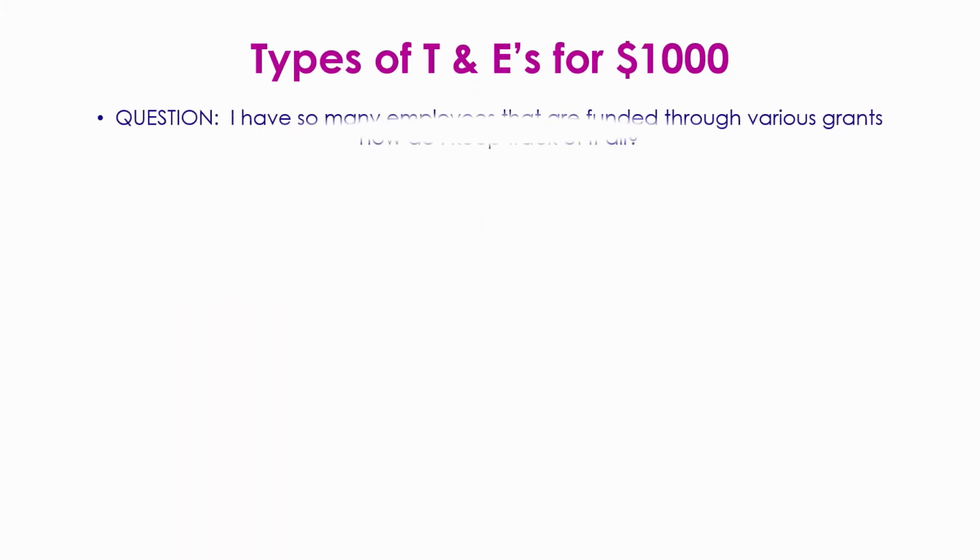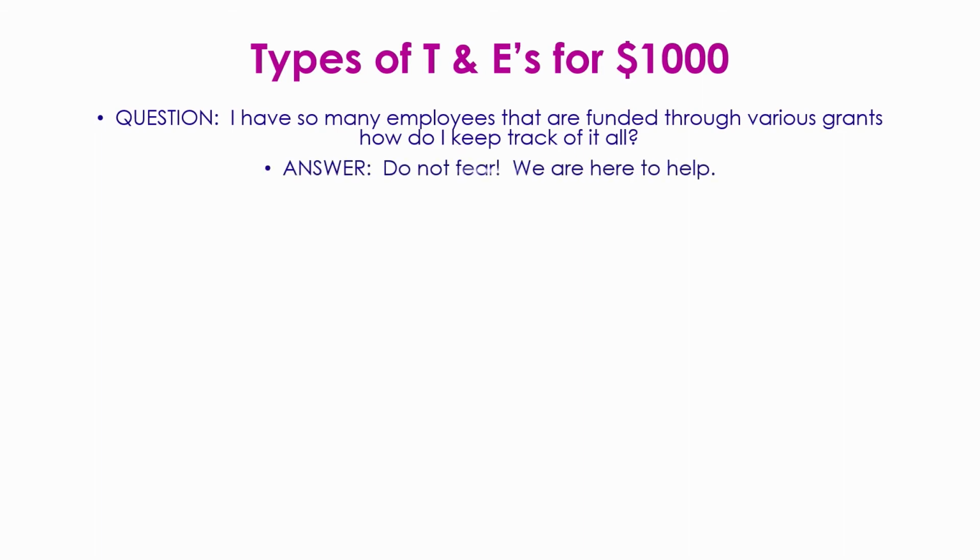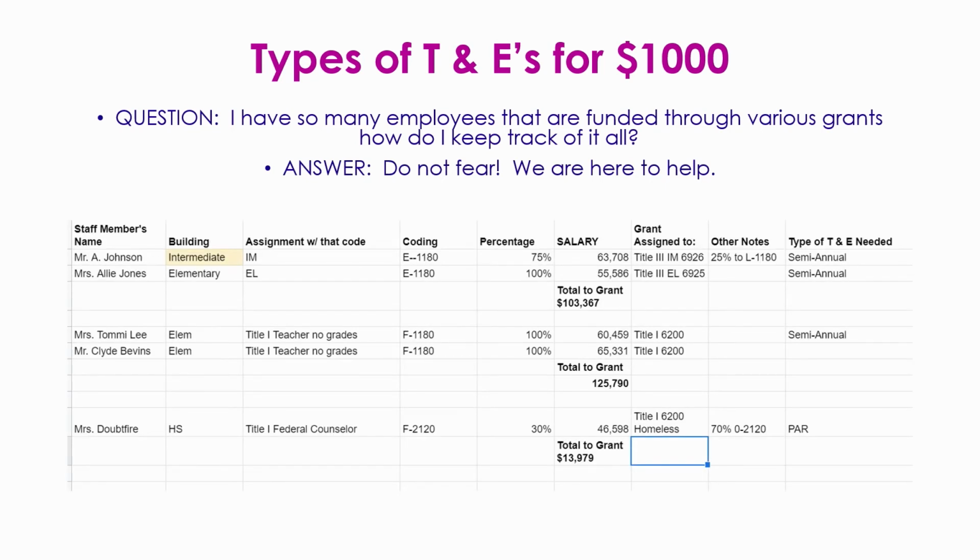Okay, types of time and effort for 1,000. I have so many employees that are funded through various grants. How do I keep track of all of it? Well, never fear, we're here to help. Here's an example. You might do a spreadsheet that has it all broken down. It's easier to keep track of it as you go. So spreadsheets are great, and you'll need them for when the monitoring is done. You're going to need to be able to document everything. And we always say document, document, document. So this is an example of what you might be able to do.